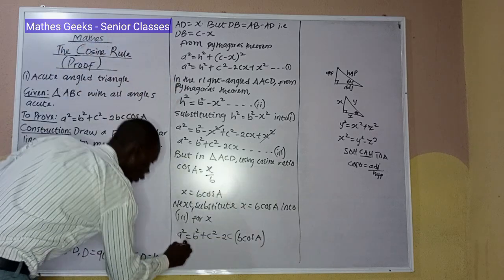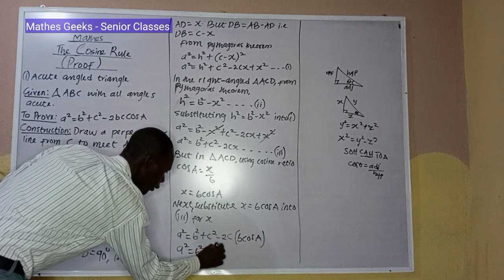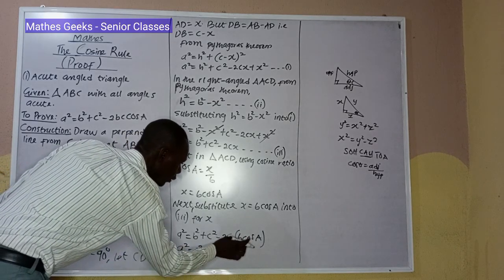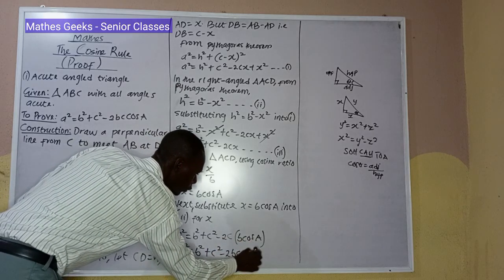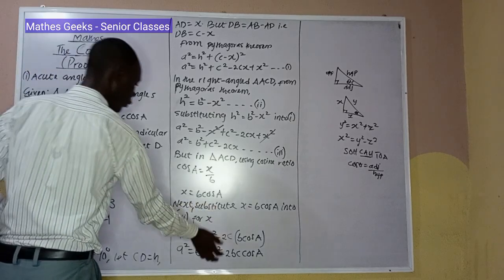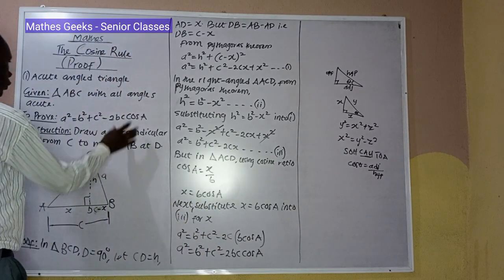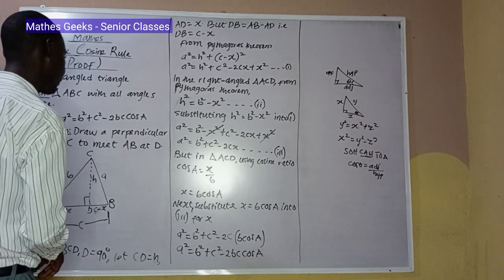So let's open our bracket. a squared is equal to b squared plus c squared minus 2c times b cos A will give us 2bc cos A. And this is the cosine rule. And this is exactly what we have here. So we have been able to prove the theorem.